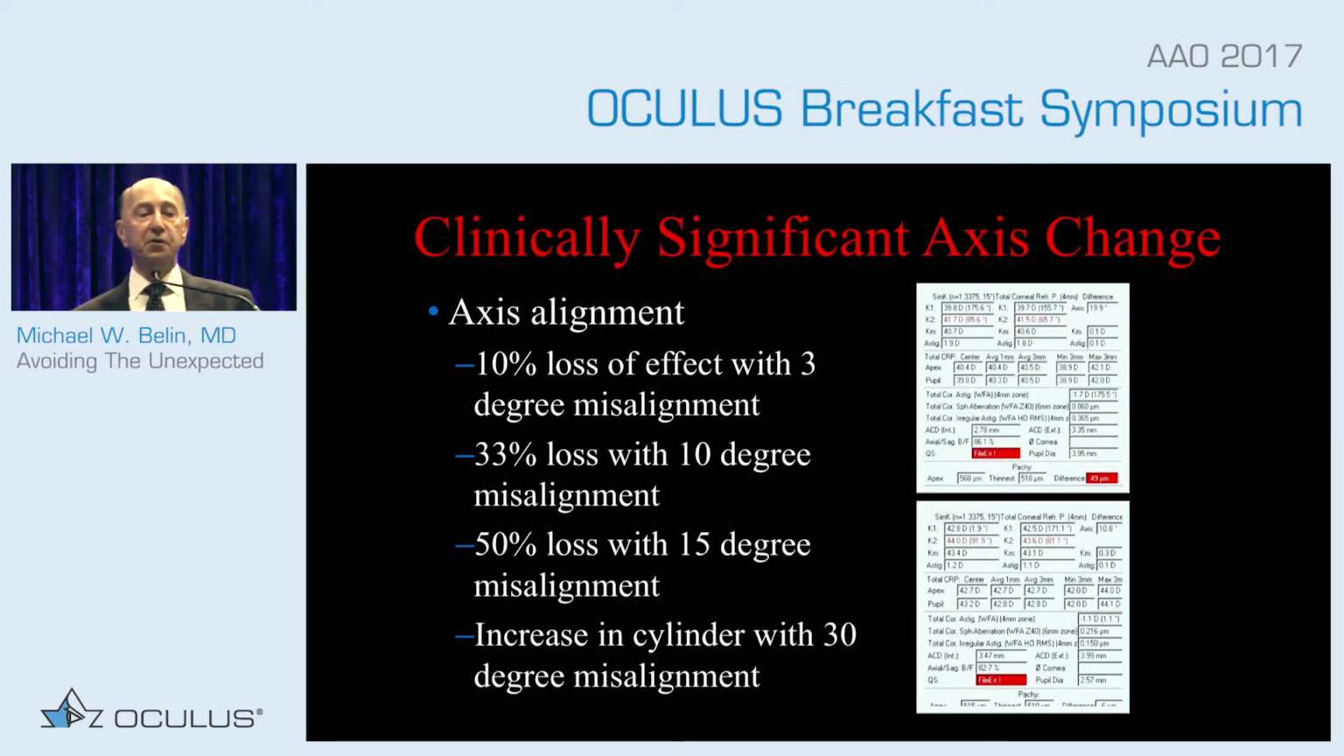Regardless of which formula you use, I always determine axis by total corneal refractive power. That's because no matter what formula you use, whatever attempt they make to compensate for not measuring the posterior surface, they can't adjust for an axis change. And axis misalignment is more critical than magnitude. Many of you have seen these numbers before: a 10% loss of effect with only a 3-degree misalignment, a 33% loss with a 10-degree misalignment, a 50% loss, half the effect, with 15 degrees, and if you're more than 30 degrees off, you actually increase cylinder.